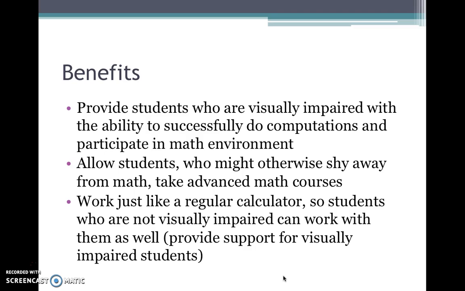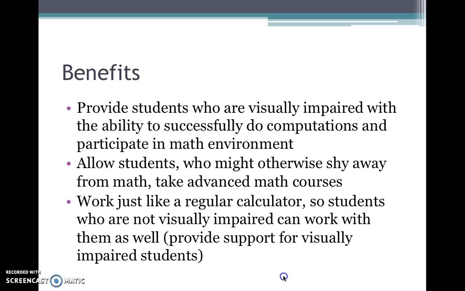And another thing is that it works just like a regular calculator. So students who are not visually impaired can work with these calculators as well, which is great because in a classroom setting, students who aren't visually impaired can support and work with students who are visually impaired. They can work together using these calculators, and both students can learn from each other.